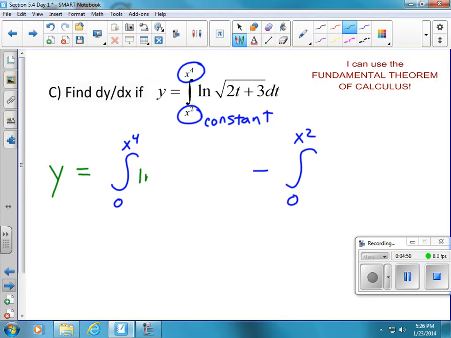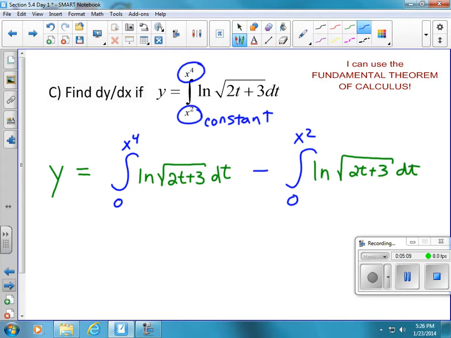So this is ln of the square root of 2t plus 3. This is a nice little integral too that we need to look at the derivative of. ln of the square root of 2t plus 3 dt. Okay, so for the first part, what we're going to do is plug in the x to the fourth into our integral, and then we're going to multiply times the derivative of x to the fourth. So maybe it's not as difficult as it looks.